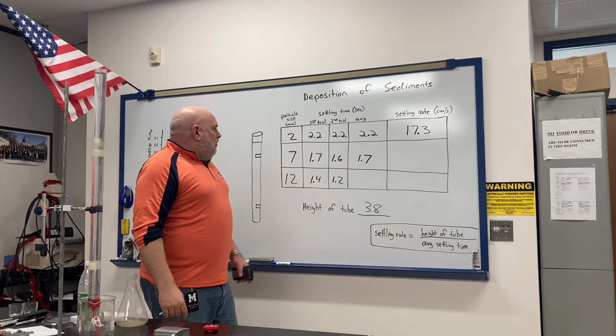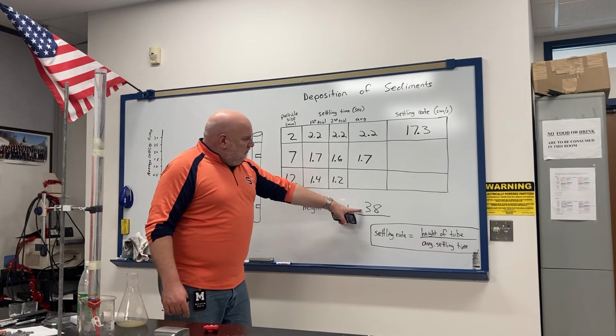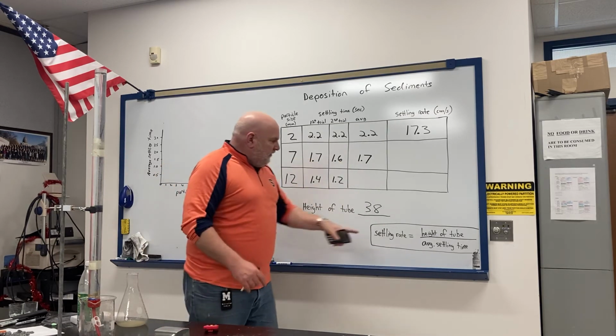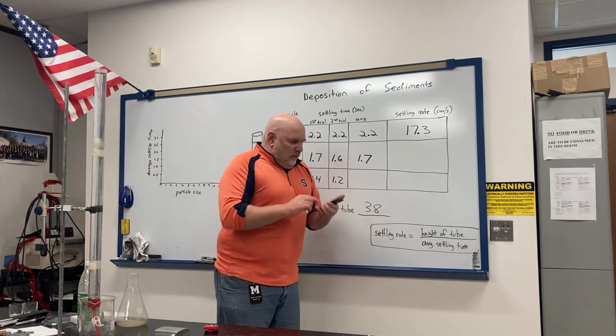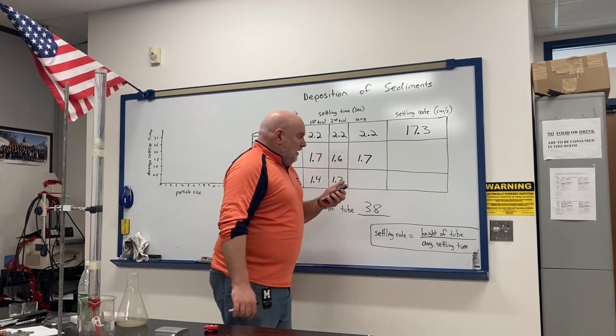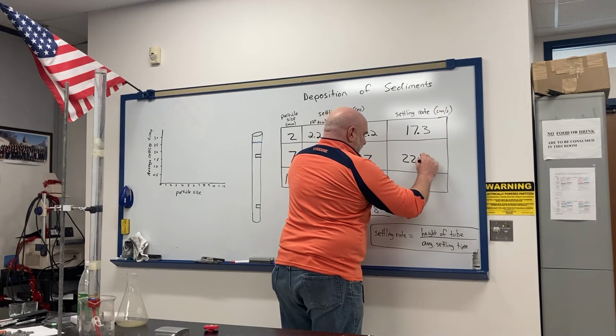All right, for the 7 millimeter one, the height of the tube is 38 and it traveled that in 1.7 seconds. So 38 divided by 1.7. And this works out to be 22.4.